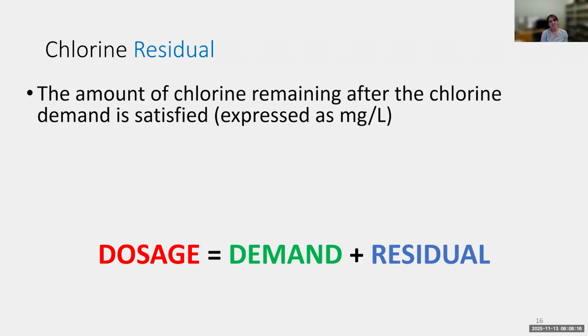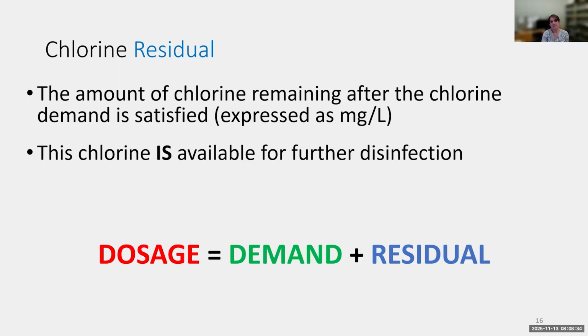A chlorine residual is the amount of chlorine that remains in the system after the demand is satisfied. Like demand, residual also changes with time. In this case, the more time that passes after dosage, the lower the residual will be until all of the demand is satisfied. Chlorine residuals are important because this is the chlorine left in the water that's available for further disinfection. Chlorine residuals are what you measure and report on your BacT sample chains of custody each month.